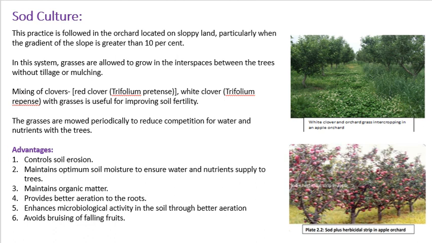Advantages of the sod culture system: it will control the soil erosion, it will maintain the optimum soil moisture to ensure the water and nutrient supply to trees. It will maintain the organic matter in the soil. It will provide better aeration to the roots. It will enhance the microbiological activity in the soil through better aeration. It will avoid the bruising of falling fruits.